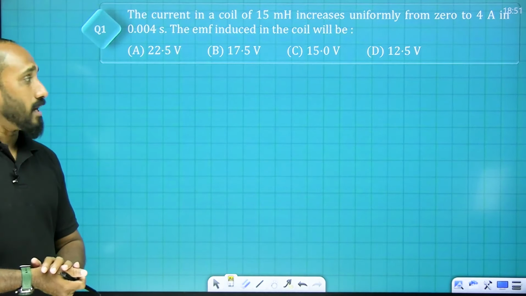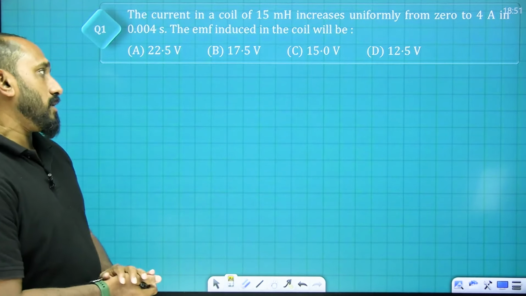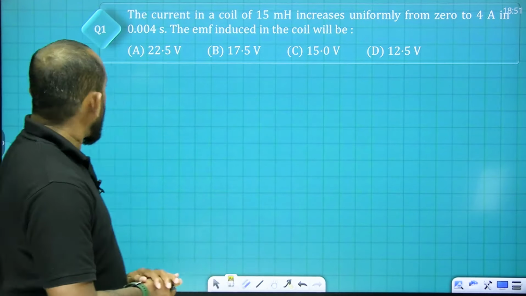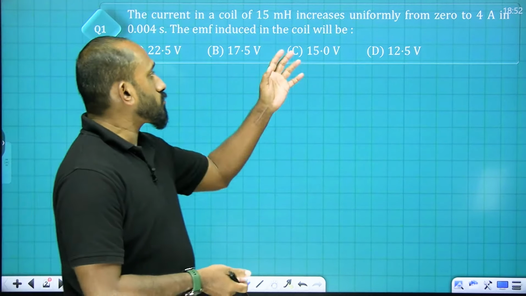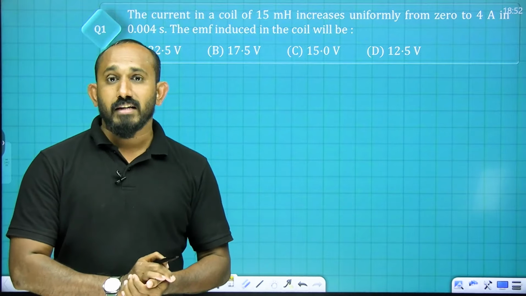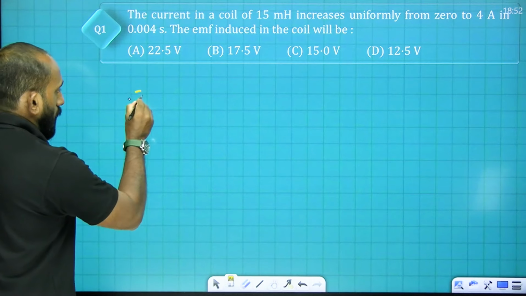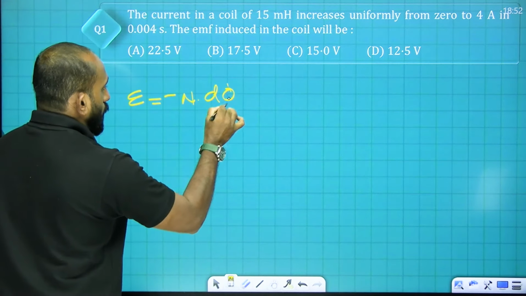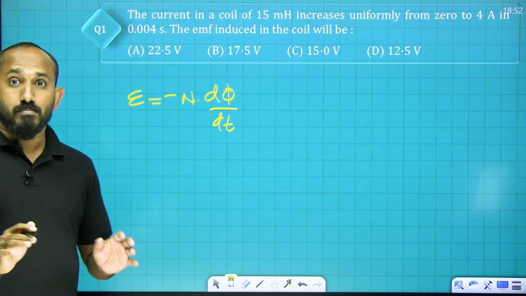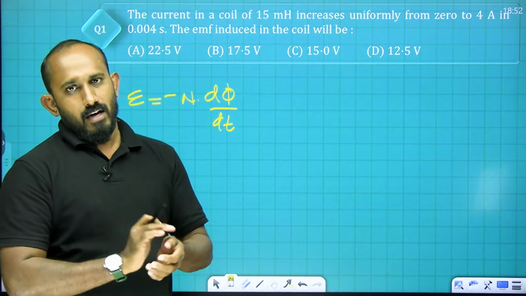The current in a coil of 15 millihenry increases uniformly from 0 to 4 ampere in 0.004 seconds. The EMF induced in the coil will be. So you have to find the induced EMF in a coil. From Faraday's laws of EMI, induced EMF E is equal to minus N d phi by dt, the most basic equation you have.